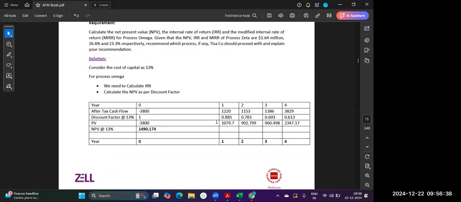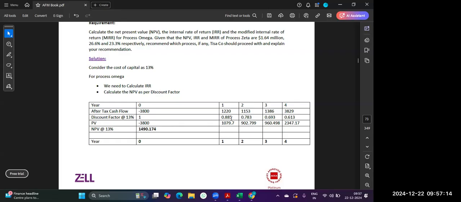Yes, sir. Okay. Did everyone get NPV at 13% as 1490 for process Omega? Yes, sir. Anyone who has got a different answer? 1441. Okay. Can you check your yearly number, Naomi? That is year 0, 1, 2, 3, 4, 5. In which year are you seeing a mismatch? In the first year.